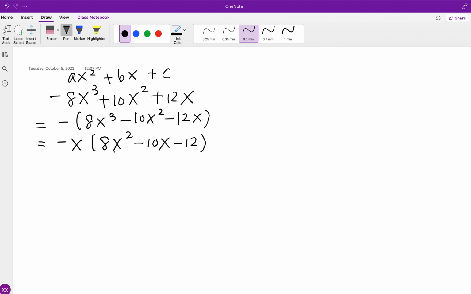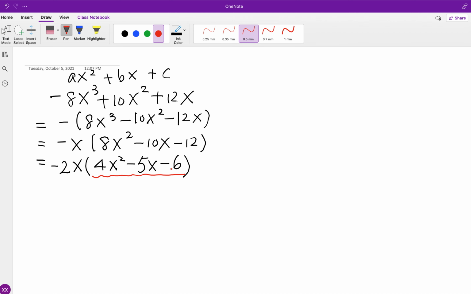Next one, the c. Definitely 2 can be factored out. Therefore, negative 2 is outside, and the x is still here. Now 4x squared subtract 5x subtract 6. So now the question becomes, we are just going to factor this trinomial.